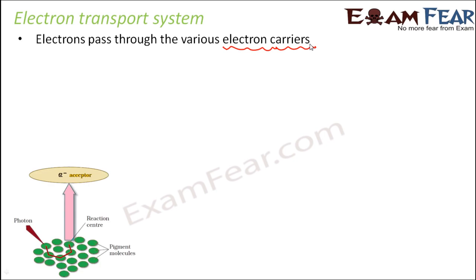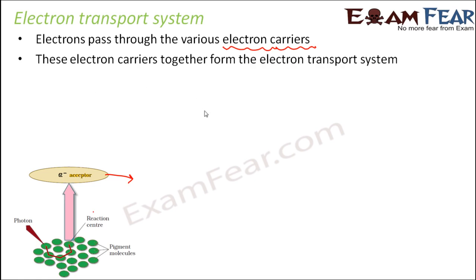So now, in the first step we saw how the electrons got excited and were picked up by the primary electron acceptor. Now we have to see where all it passes through, or who are the electron carriers which form the electron transport chain. So let us see who these electron carriers are.